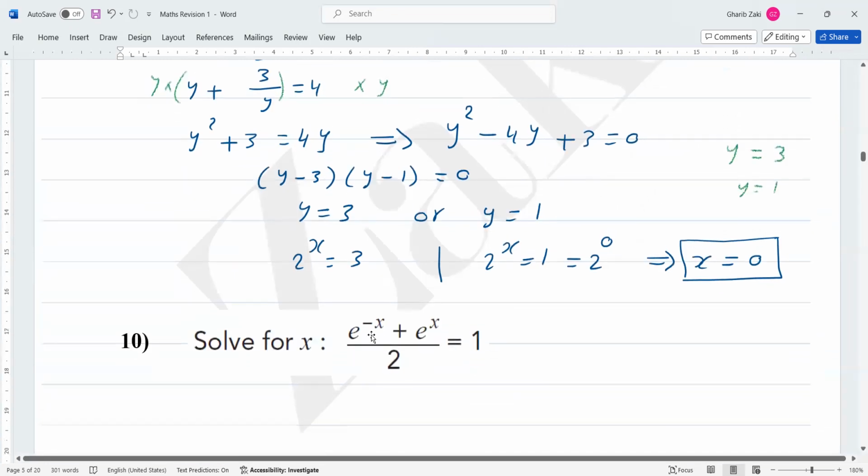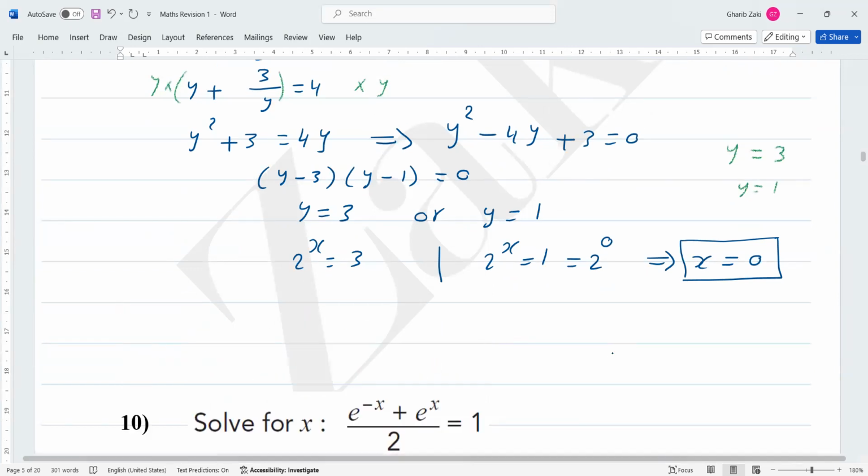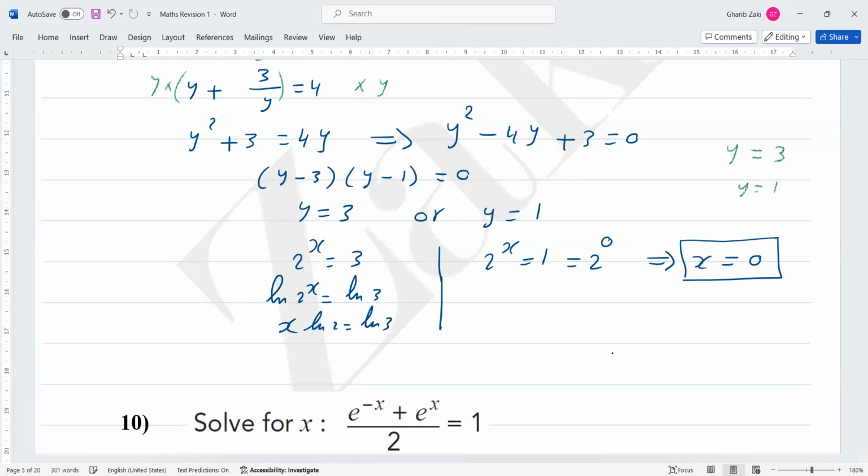The other side, 2 to the power x equals 3, take ln both sides to get the value of x. So ln 2 power x equals ln 3. x ln 2 equals ln 3. So x equals ln 3 over ln 2. ln 3 over ln 2 approximately equals 1.6. So this is the second solution.